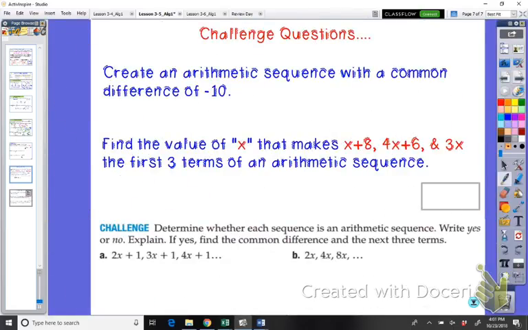All right, for those of you that like a challenge, there are 3 challenge questions on the board. So creating an arithmetic sequence with a common difference of negative 10. Find the value of x that makes x plus 8, 4x plus 6, and 3x the first 3 terms of the arithmetic sequence. And then determine whether these are arithmetic sequences or not. Explain. If yes, find the common difference in the next 3 terms.